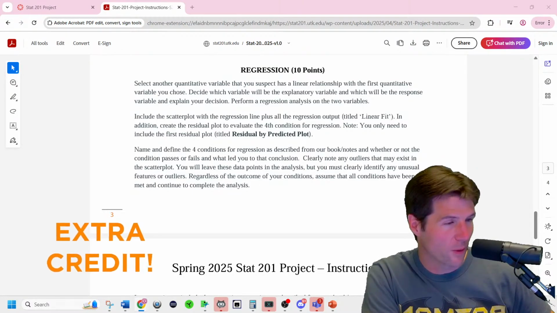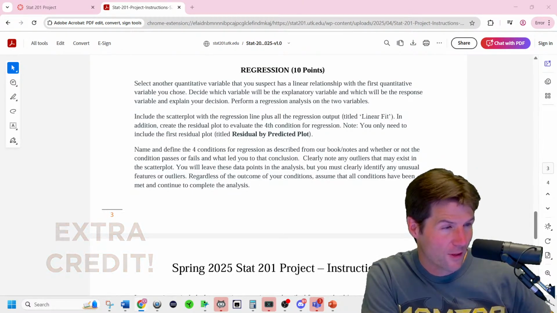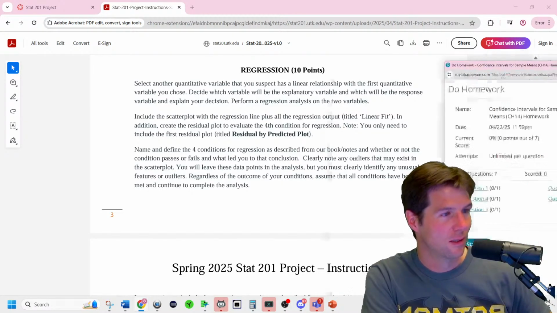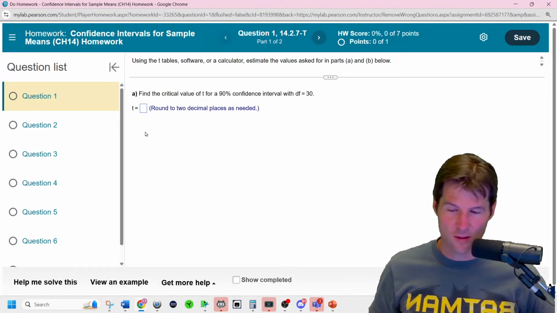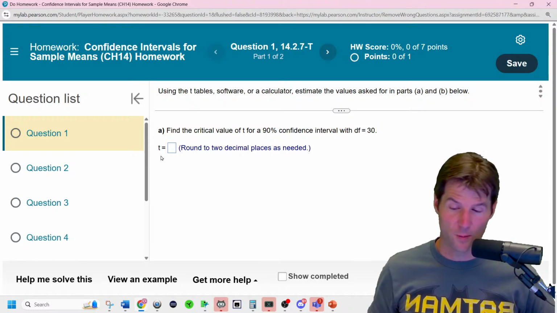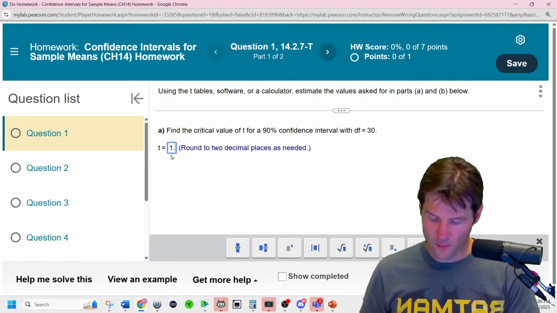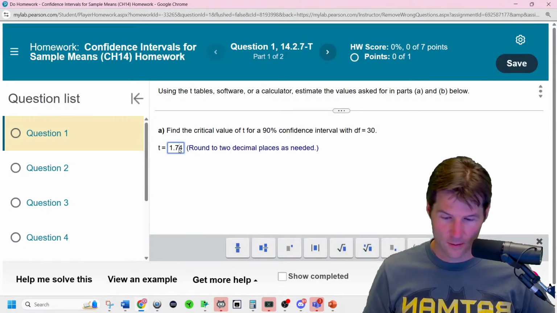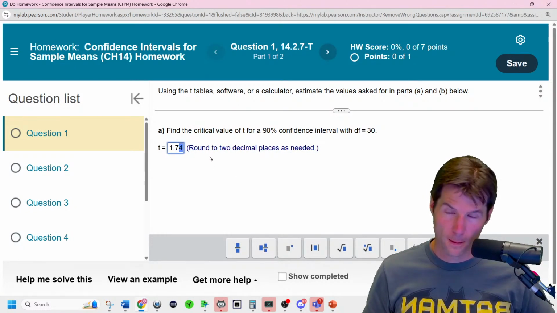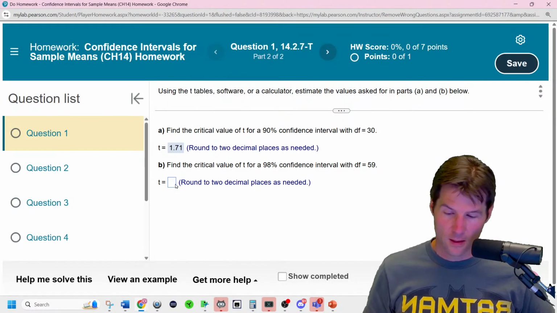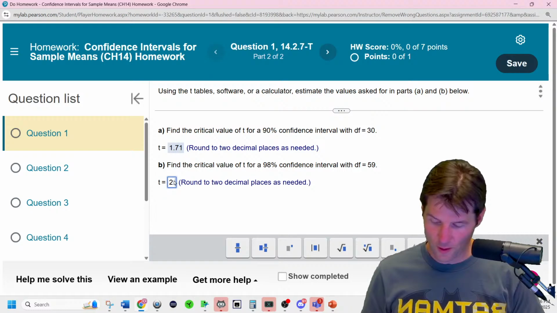If you're ready, let's take a quick peek at that chapter. Confidence intervals for the mean. Oh, it's so short. First question says, find the critical T value for 90% confidence with 30 degrees of freedom. You think really hard. You go 1.74. You think even harder, you go 1.71. Got it. And then you go to here, 98% confidence, you go 2.36.